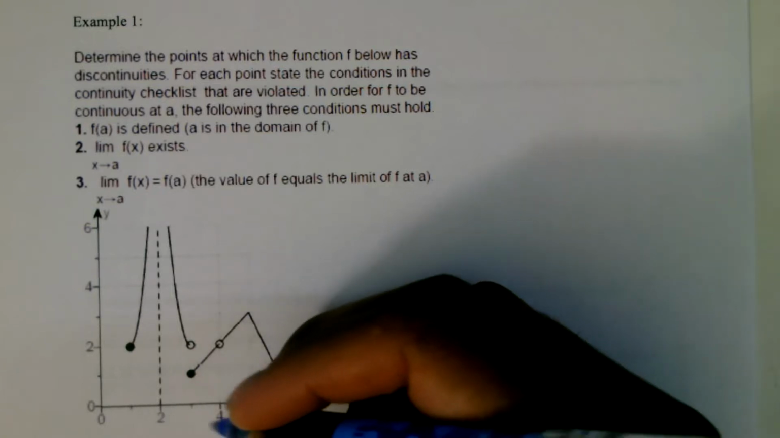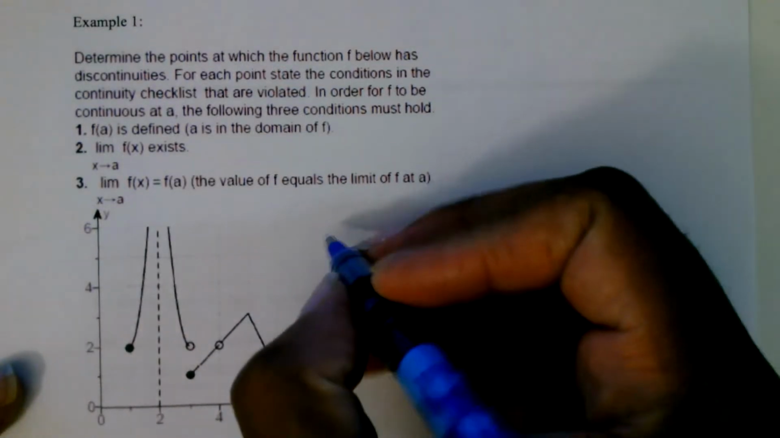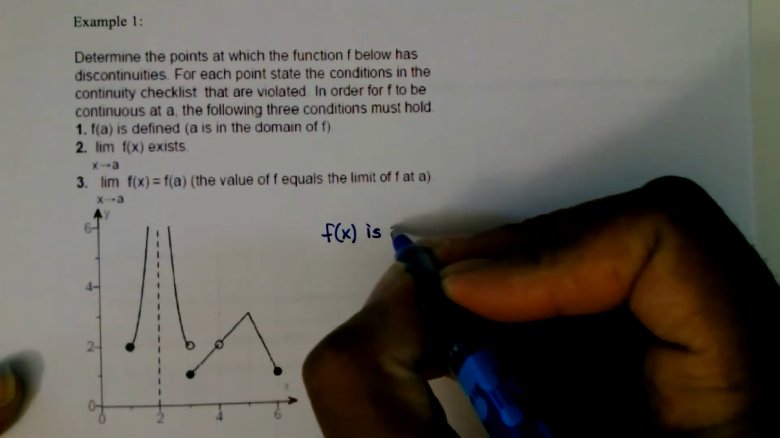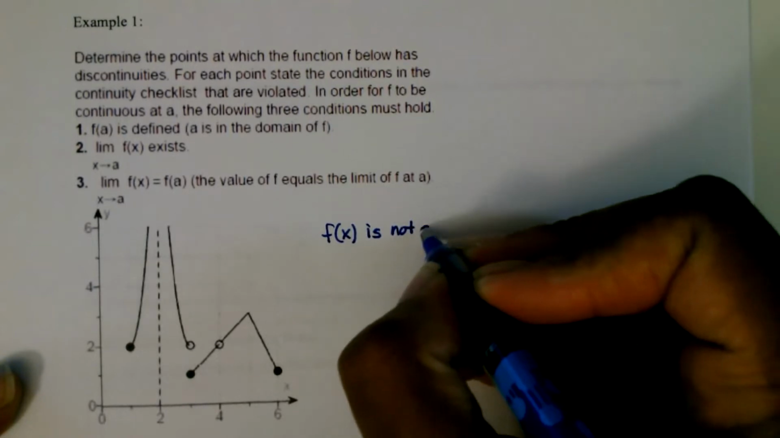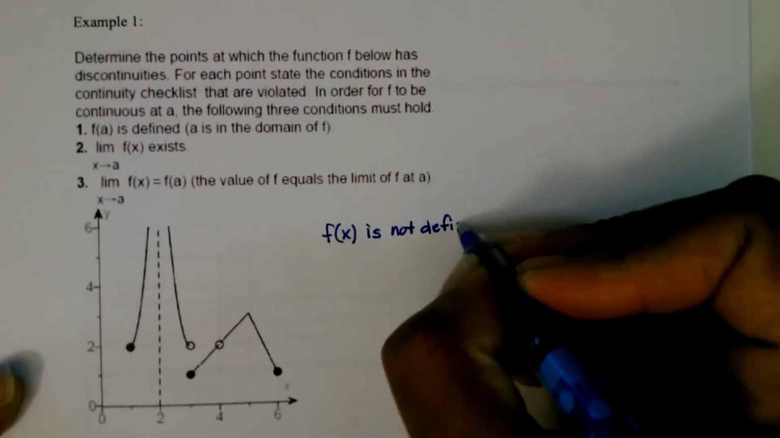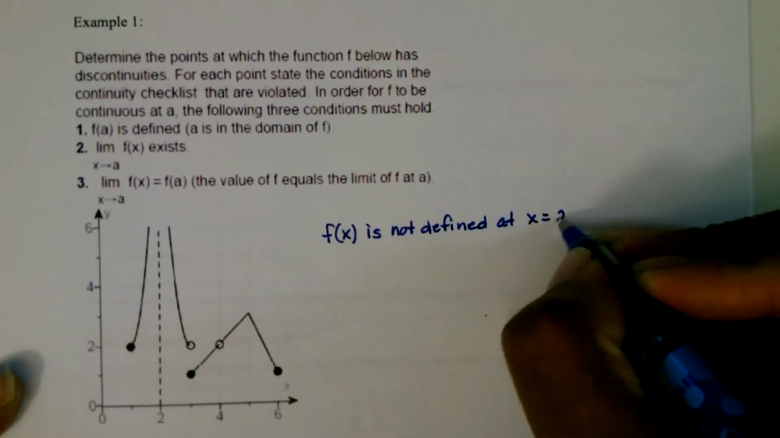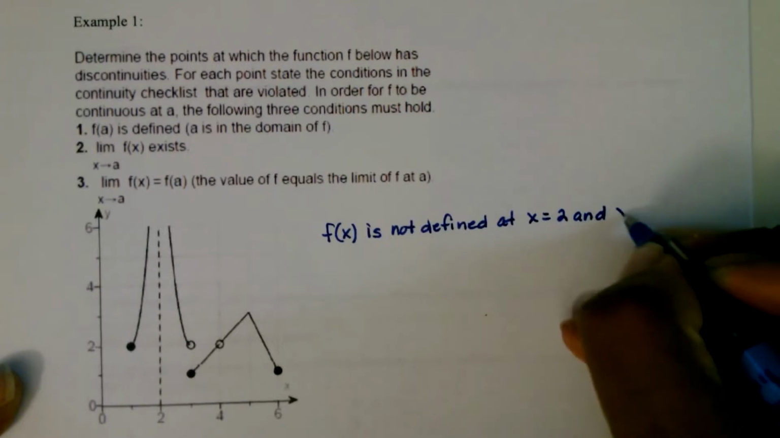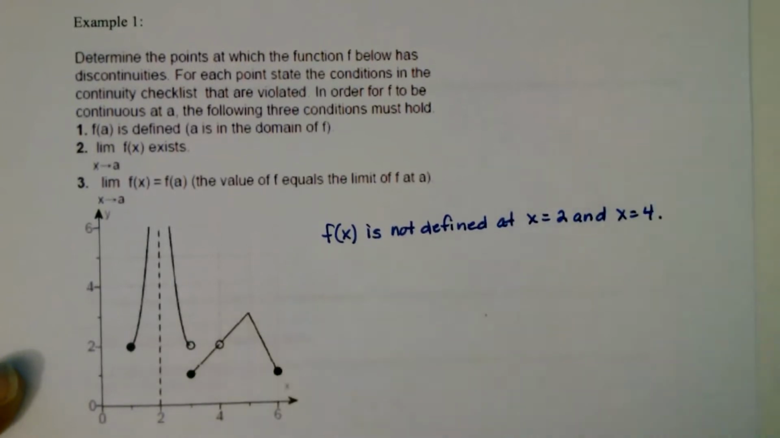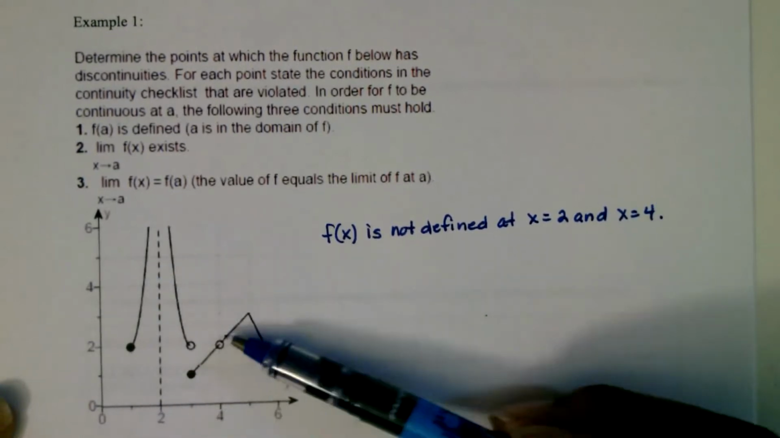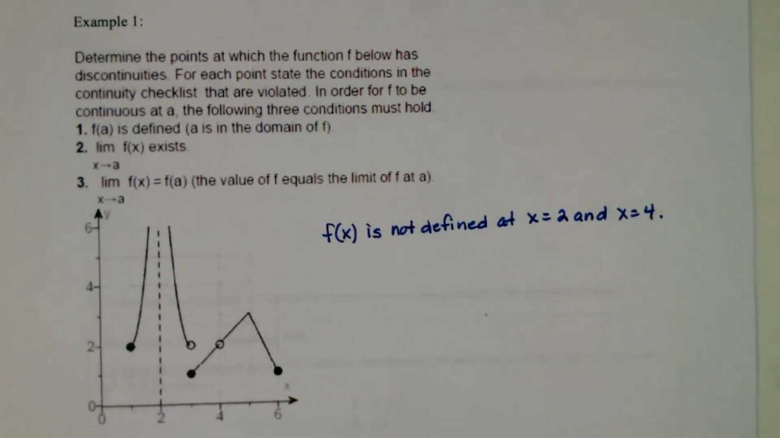So at x equals 2 and at x equals 4, the graph of f of x is not defined. That means 2 is not in the domain of this function. Neither is 4 in that domain. So at x equals 2 and x equals 4, the function is not defined.